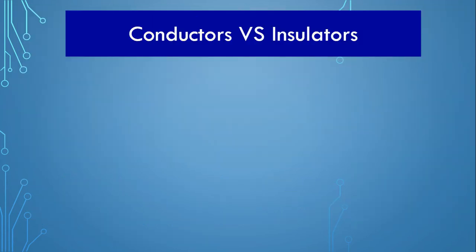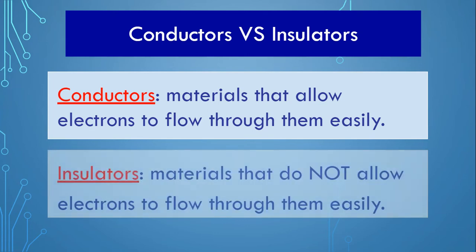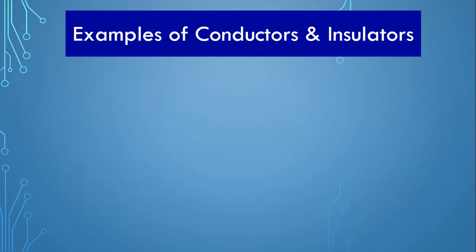All right, now let's look at conductors versus insulators. Conductors are materials that allow electrons to flow through them easily. Insulators are materials that do not allow electrons to flow through them easily. So conductors conduct electricity. Electricity moves through a conductor very well. And insulators do not conduct electricity. Insulators do not allow electricity to flow through them.